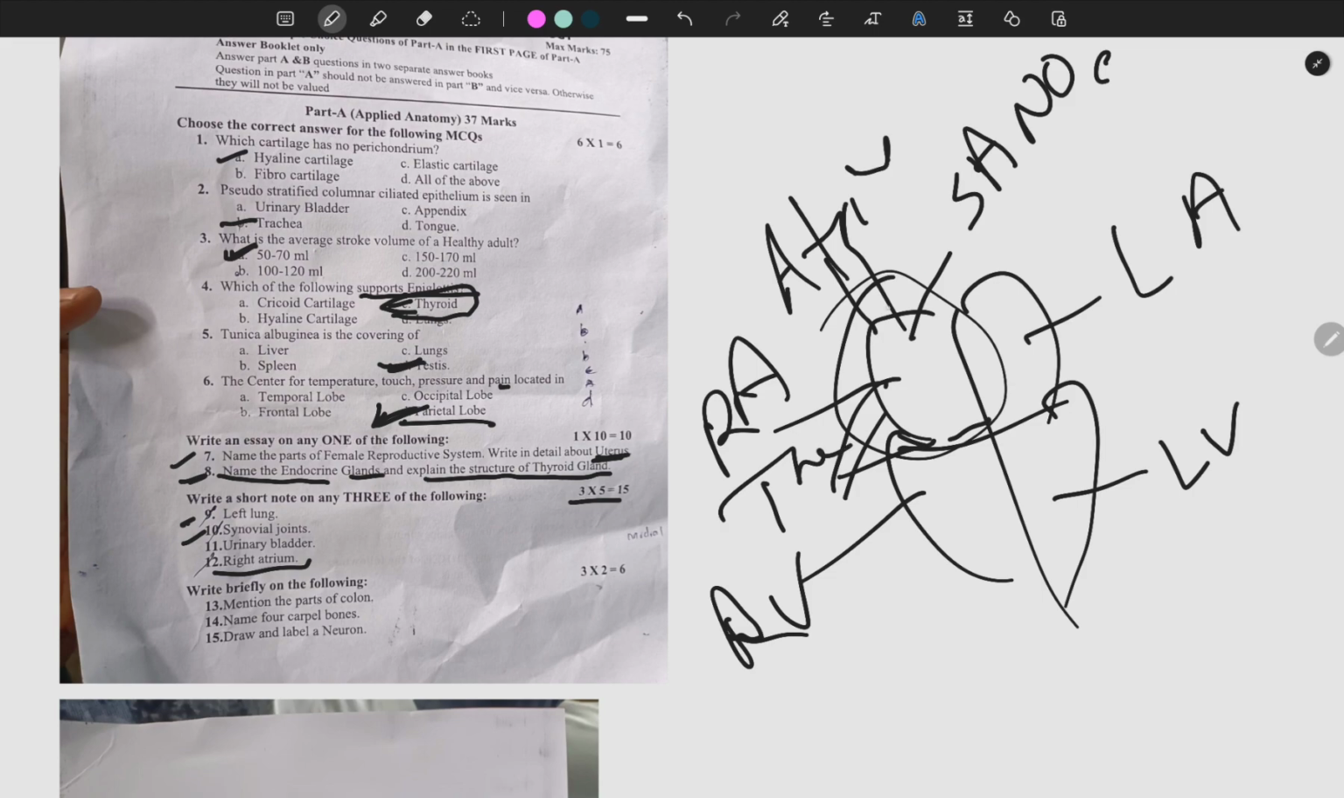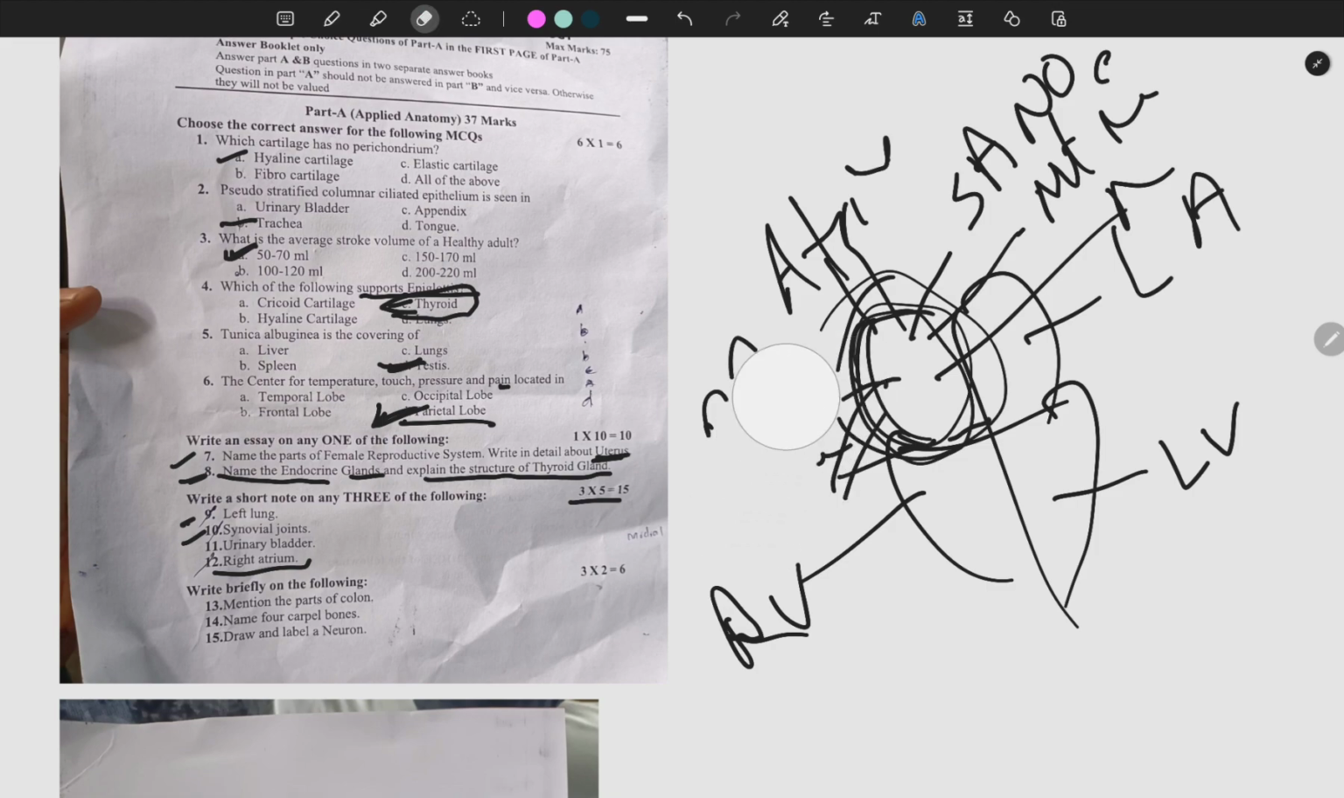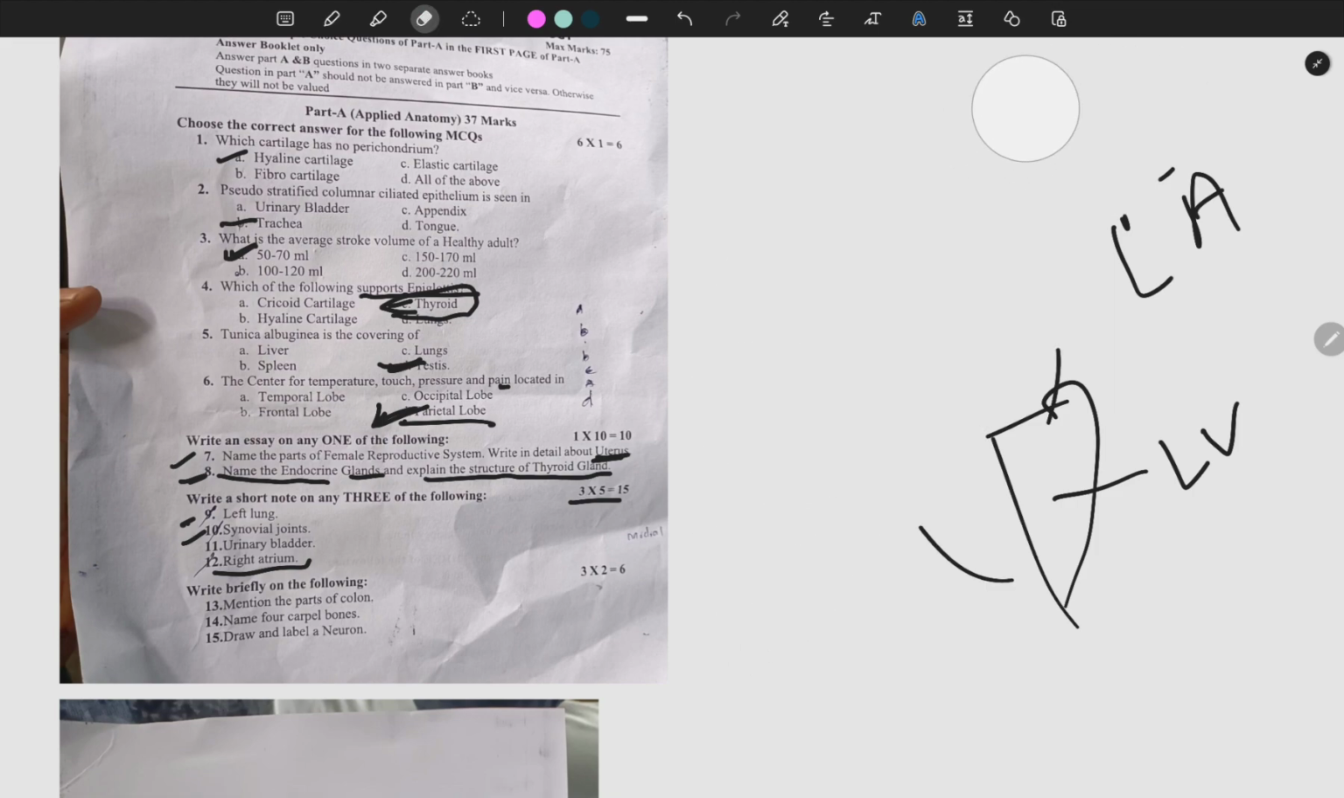Okay, and superior vena cava, inferior vena cava, and finally how much ml of blood is present in the right atrium. Okay, so how many layers of the heart? So you have to write all these things. So that is for the 12th question. So this much content you have to write in the exam, then only you will get sufficient marks.